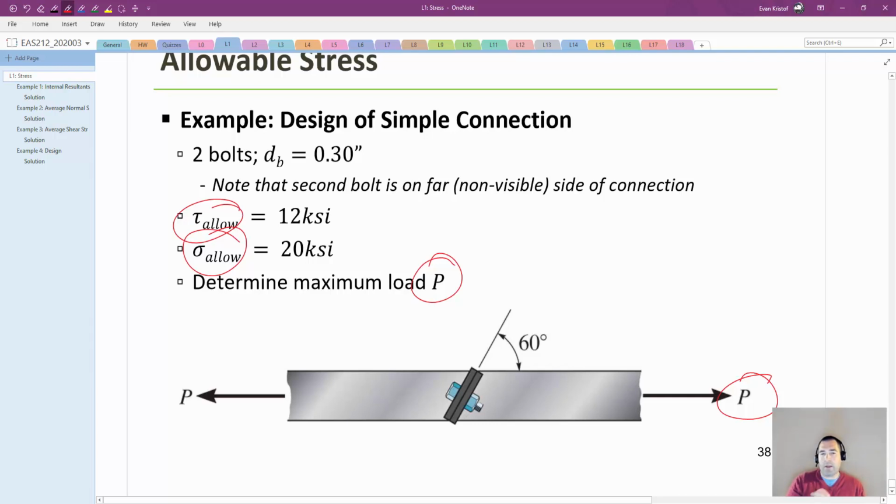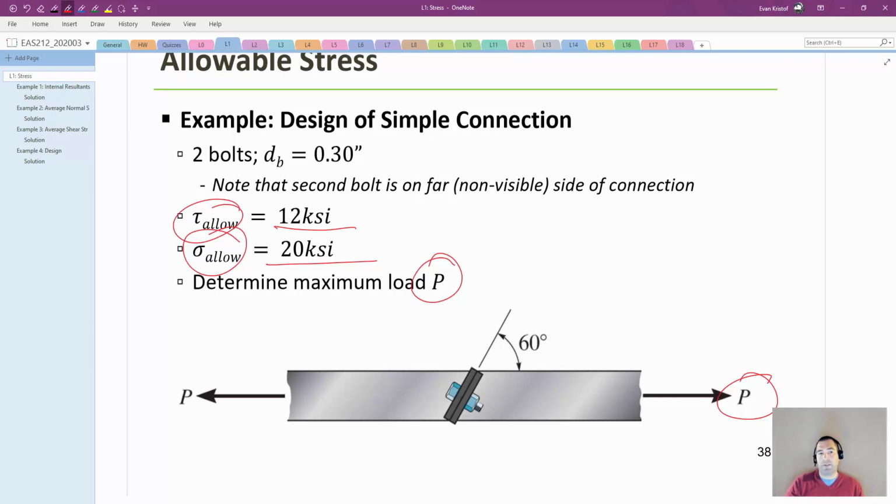a common mistake that students make with this problem is that they would say, okay, I'm given my shear stress, I'm given my normal stress, I will then apply both of those to the bolt at the same time. However, it would be very unlikely that the bolt would experience both the allowable stress in shear at the same time as the allowable stress in normal stress. These are limits. They're not saying that both of these would happen at the same time. This is the maximum that either one can experience.